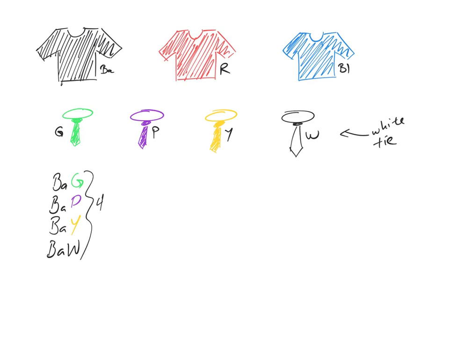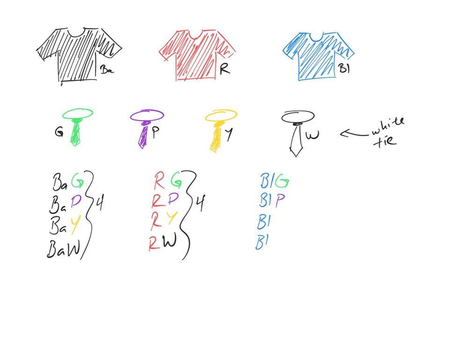Now, if I go back, we can do that same thing with the red shirt. I can have red with green, red with purple, red with yellow, and red with white. Well, that's 4 more ways. And lastly, I have this blue shirt, and I can do the same thing there. I can pair the blue shirt with the green tie, the purple tie, the yellow tie, and the white tie. So I have 4 more ways that I could have done that.